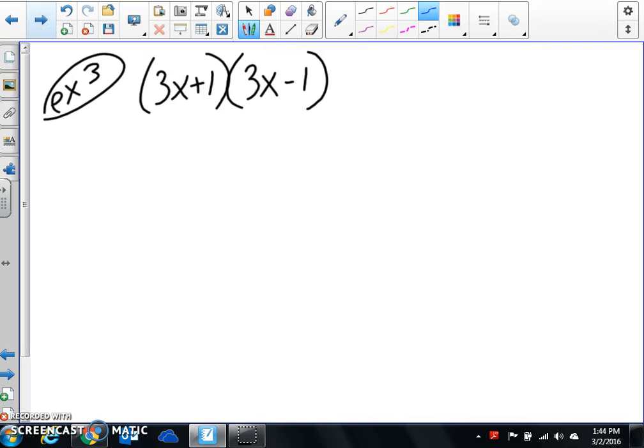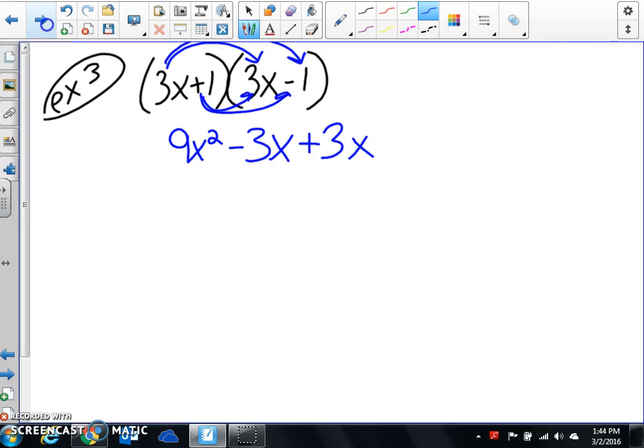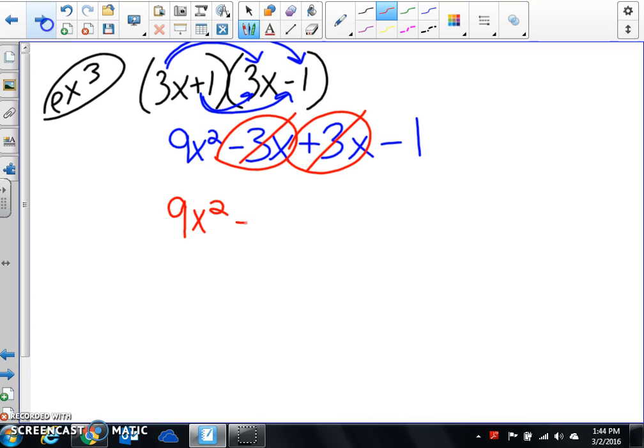All right, start with my 3x. So 3 times 3 is 9. X times x is x squared. 3 times negative 1 is negative 3, I have my x. Now I go down here. 1 times 3x is a positive 3x, and 1 times negative 1 is negative 1. Drop down your 9x squared. Negative 3x plus 3x is 0, therefore they cancel, and I drop down my minus 1.